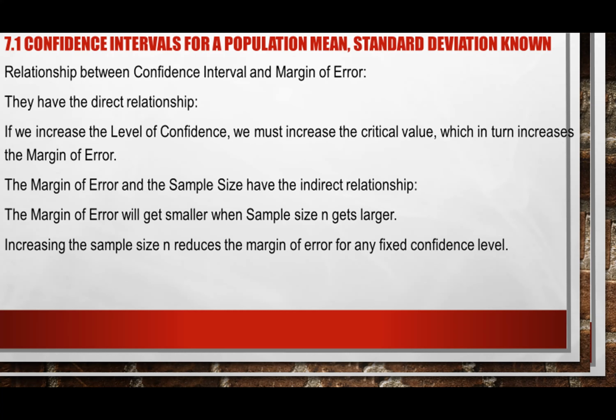Well, your margin of error and your confidence interval have a direct relationship. What does it mean, direct relationship? Meaning if we increase the level of confidence, from 95% to 98%, if you increase your C level, then your critical value will increase. And if your critical value increases, when you multiply by a bigger number, your margin of error will eventually increase. So your confidence level will increase when your margin of error increases. One increases, the other one increases. One decreases, the other one decreases.